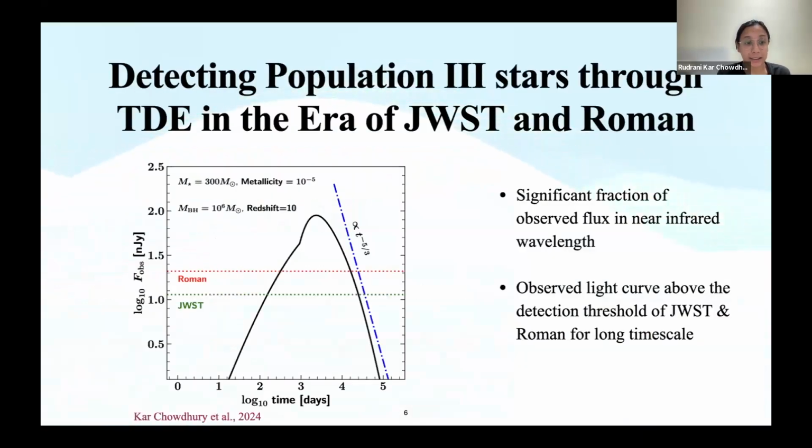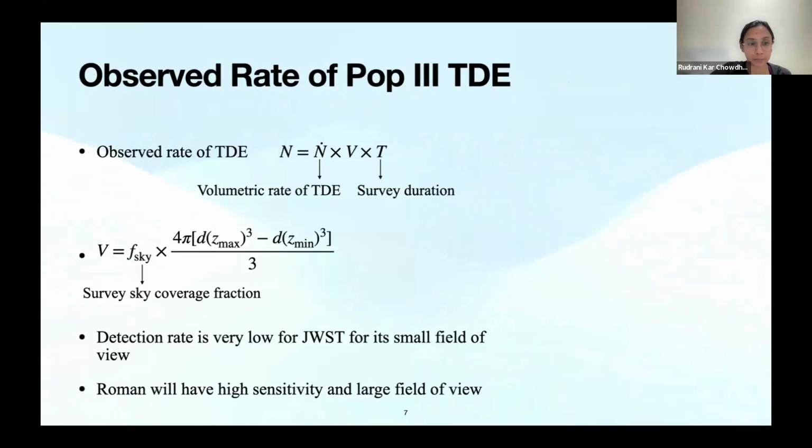Here you can see the observed light curve of one example of this population 3 TDE, and we see that this observed flux stays above the detection threshold of both JWST and Roman for a significant period of time. And we have also calculated the observed rate of such POP3 TDEs. The main factors that go into these calculations are the survey sky coverage fraction and the survey duration.